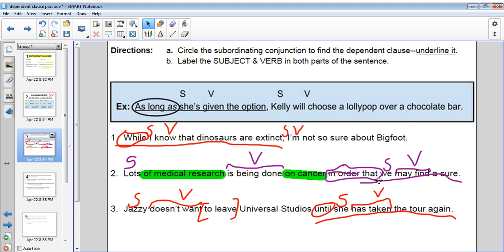So this is the first part of a review over the dependent clauses. The next screencast that you'll do will be actually your own independent practice.